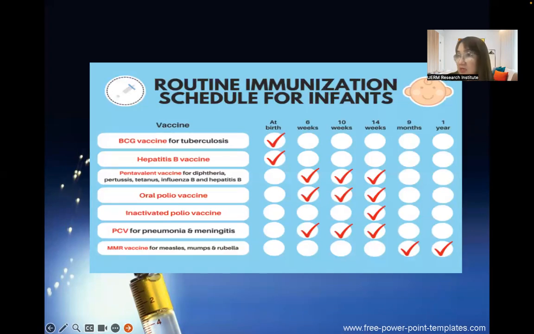The next vaccine is the MMR and the measles. It is given as a measles containing vaccine, either as monovalent measles vaccine or combined with mumps or rubella. It can be given subcutaneously at 9 months and 1 year of age.